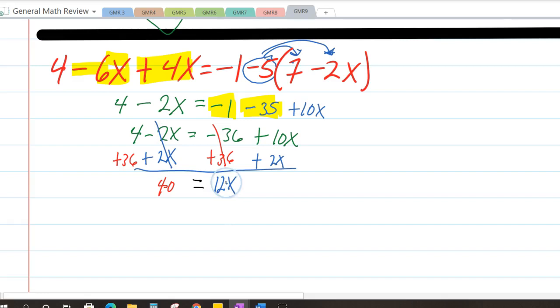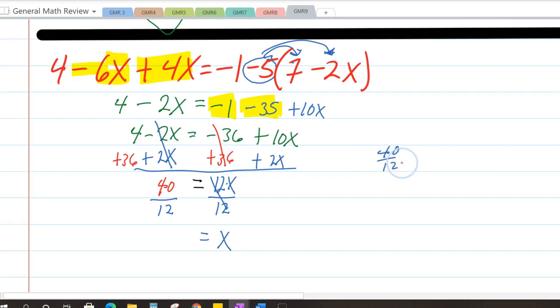The opposite of multiplying by 12 is to divide by 12. Whatever I do to one side, we always do to the other. Divide by 12. That gives me an x, an equal sign. Well, 40 and 12 don't divide. However, I can reduce. So as a side problem, I'm going to say 40 divided by 12.